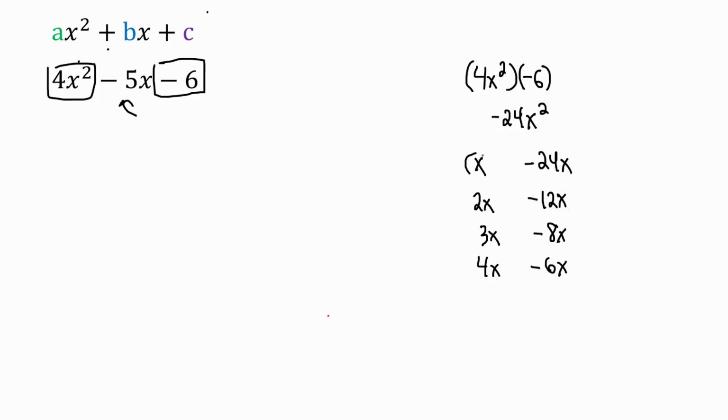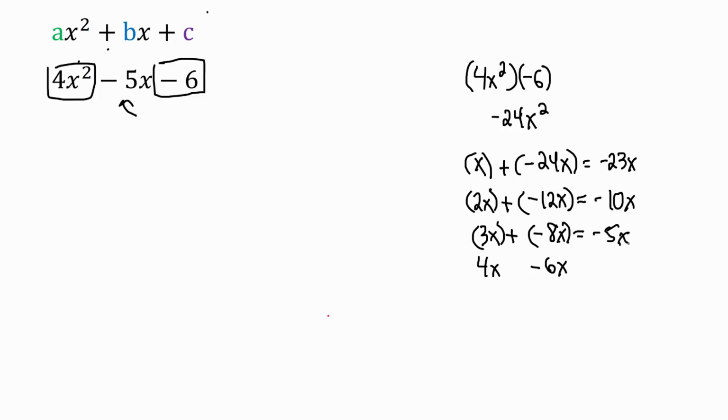So now I'm going to take x and add negative 24x. That gives me a negative 23x. A 2x plus a negative 12x gives me negative 10x, so neither of those work. 3x plus a negative 8x will give me a negative 5x, and that's the one that we want.